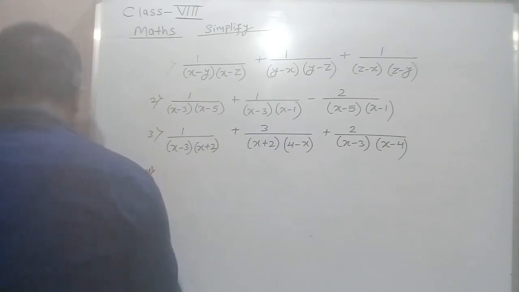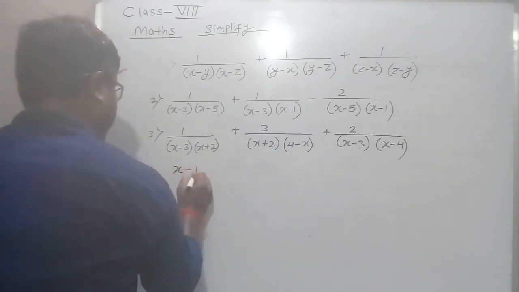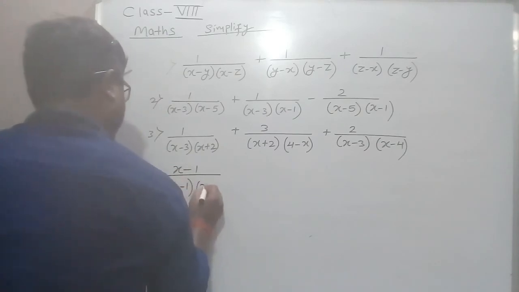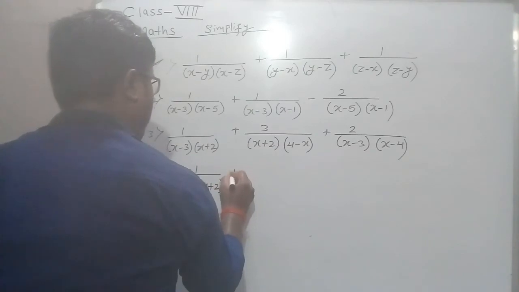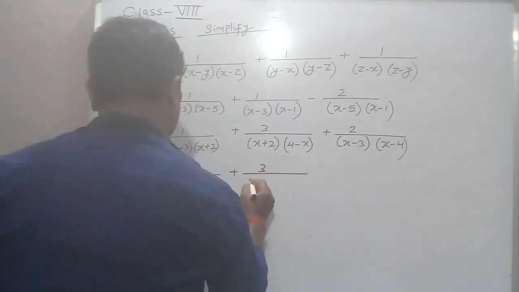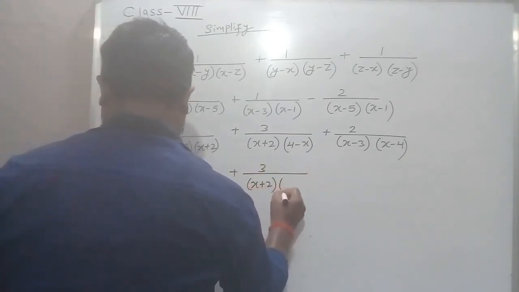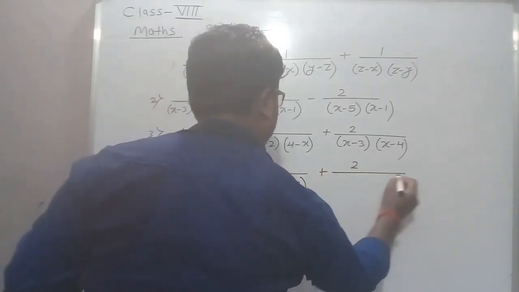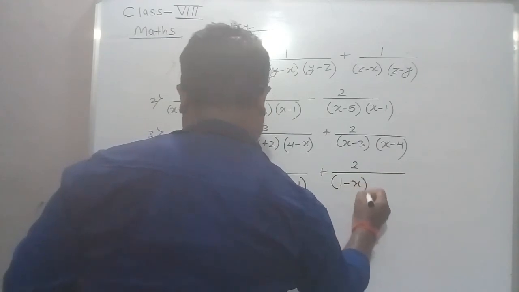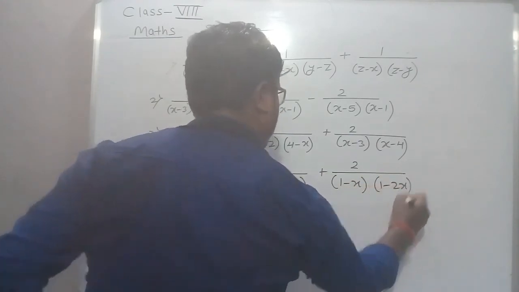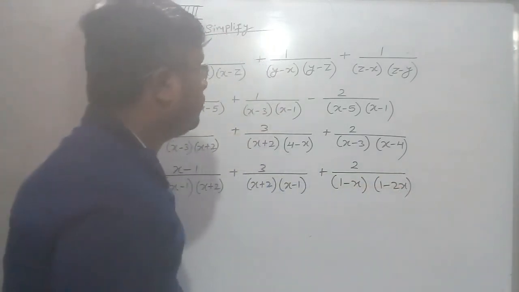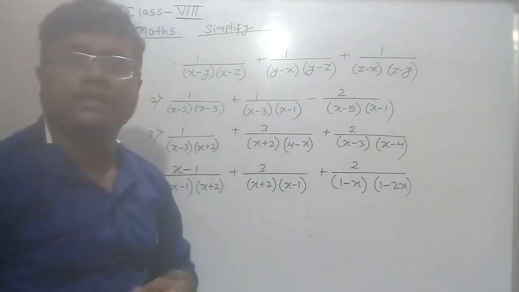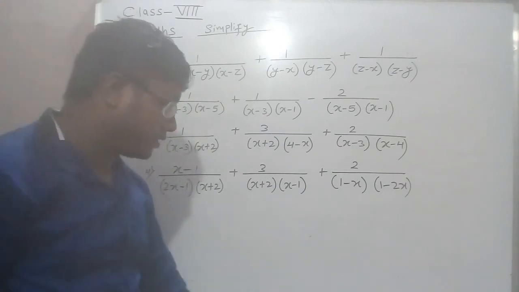Okay, and your last question is x minus 1 upon 2x minus 1, x plus 2, plus 3 upon x plus 2, x minus 1, plus 2 upon 1 minus x, 1 minus 2x. Okay, please see their orders, in what way they are written. If you need to arrange it, arrange that and find the LCM, then you can easily solve these questions.